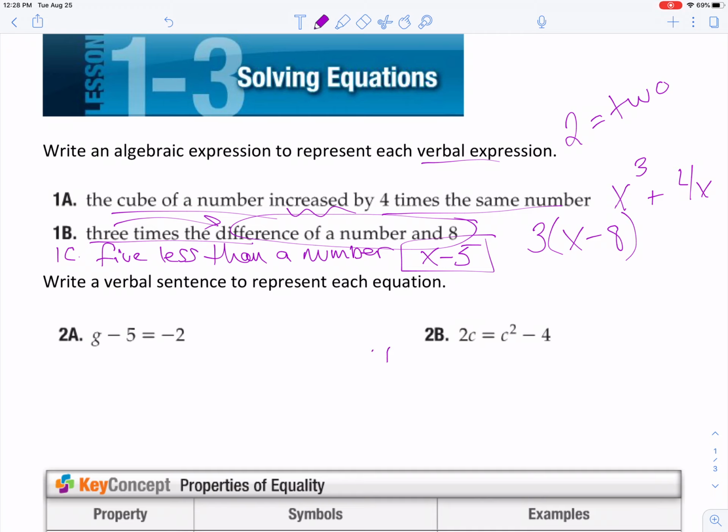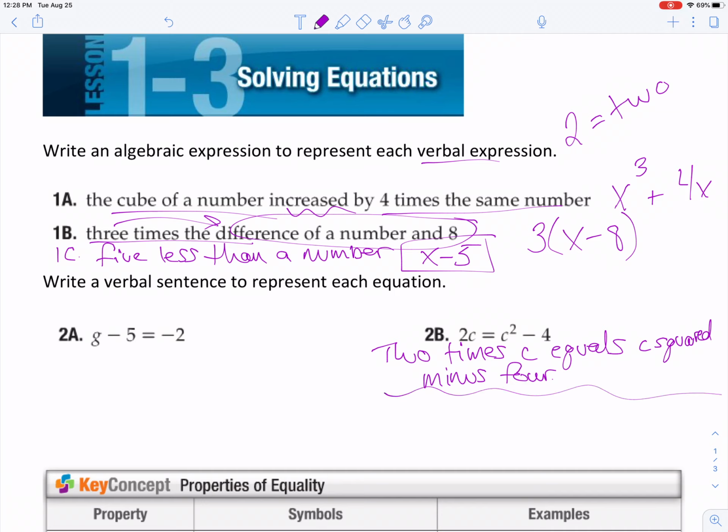So I'm going to write down 2 times c equals c squared minus 4. That's the bare minimum I have to do.